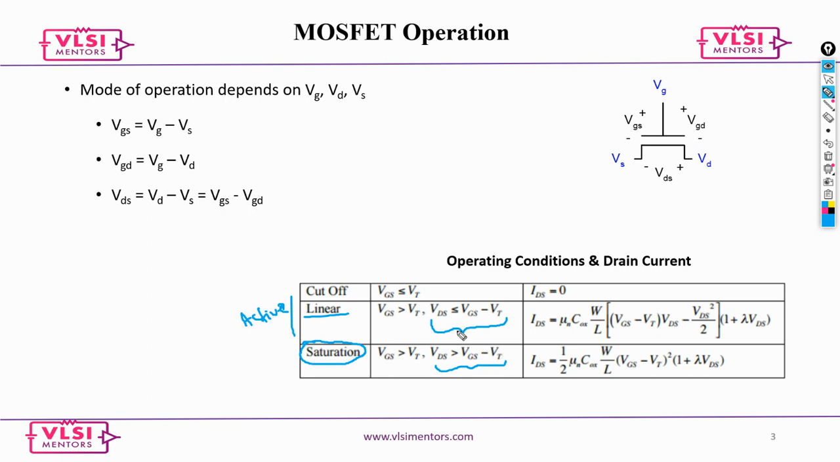Now remember, this is the ID formula. You don't need to really mug it up, because nobody would ask for it. The only thing I look at is IDS equal to 0 in cutoff, but in linear and saturation there is some other value. Now let's explore in more detail.